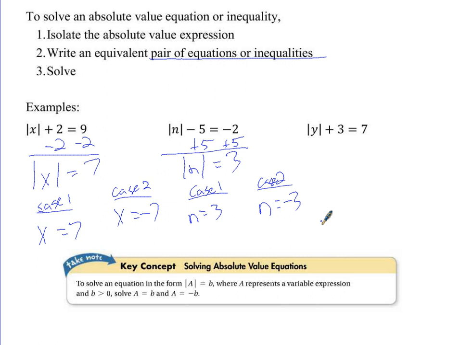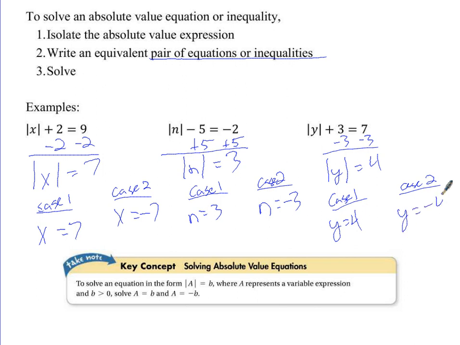And the last one, subtract 3 from both sides, and we get absolute value of y equals 4. And then case 1, case 2, y equals 4 for the first case, and then change the sign of the answer for the second case, y equals negative 4. Two answers on these.